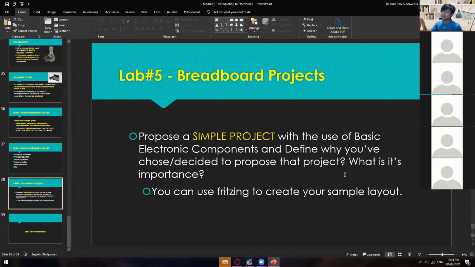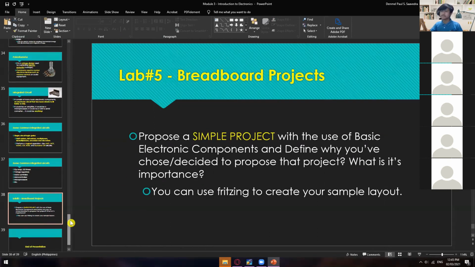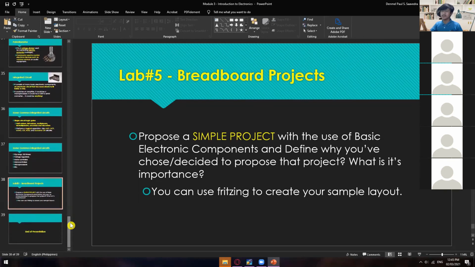Are we clear so far regarding your lab number 5? Yes, sir. Can I use an actual circuit? You can use an actual circuit, especially if you have the breadboard, the connecting wires, the battery, the resistors, etc. Okay, sir. So you can test that one out first, maybe in actual, and then before creating that one on Fritzing.